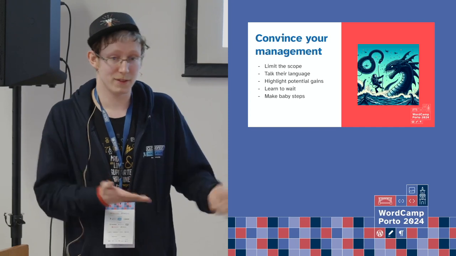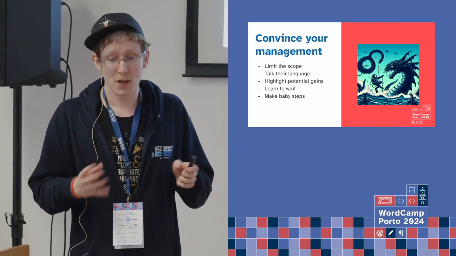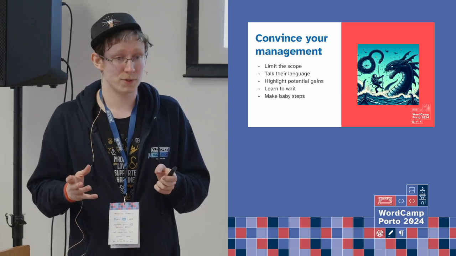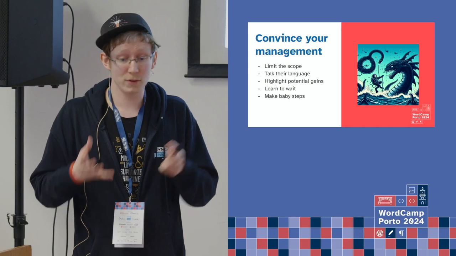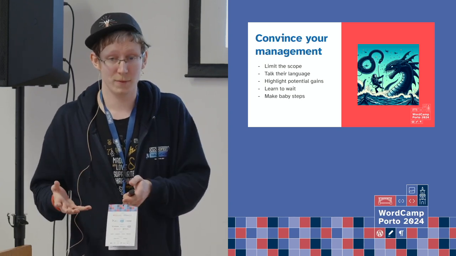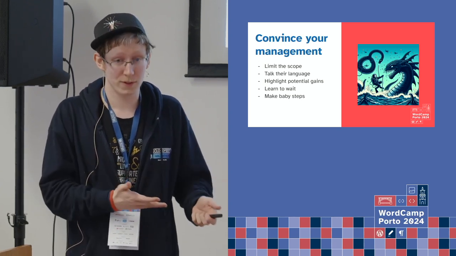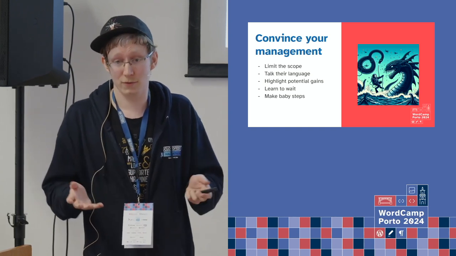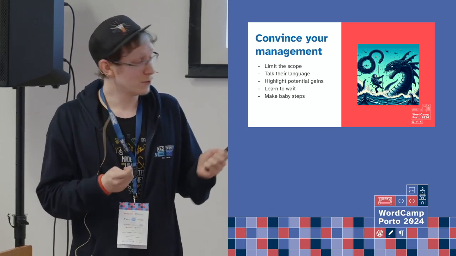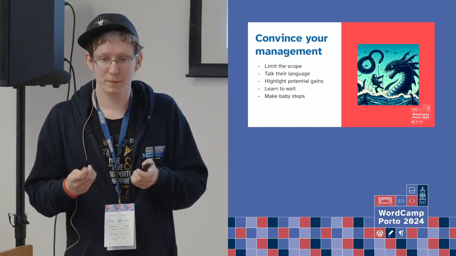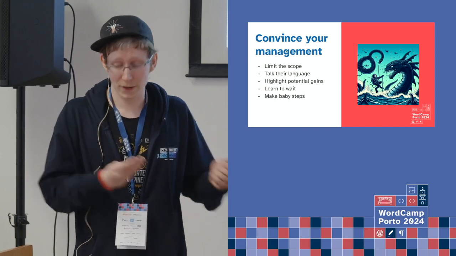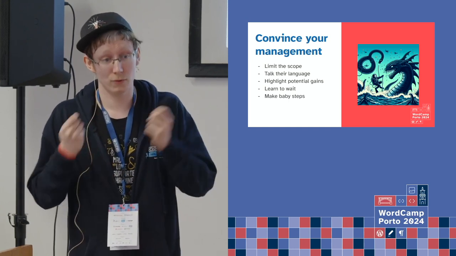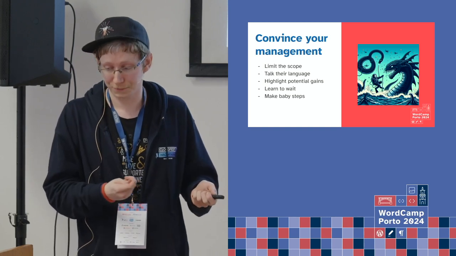So then, once we know which test we're going to pick, the next thing is to introduce it to the company. For that, I would tell you first, when you propose it, try to limit the scope. Simply because when you limit the scope, you limit the risk for them. So if anything goes wrong, that won't be a catastrophe for the company. Then don't forget you are talking to business people. They are not developers, so you need to see tests through their eyes and highlight potential gains through their eyes, not the eyes of the developer.